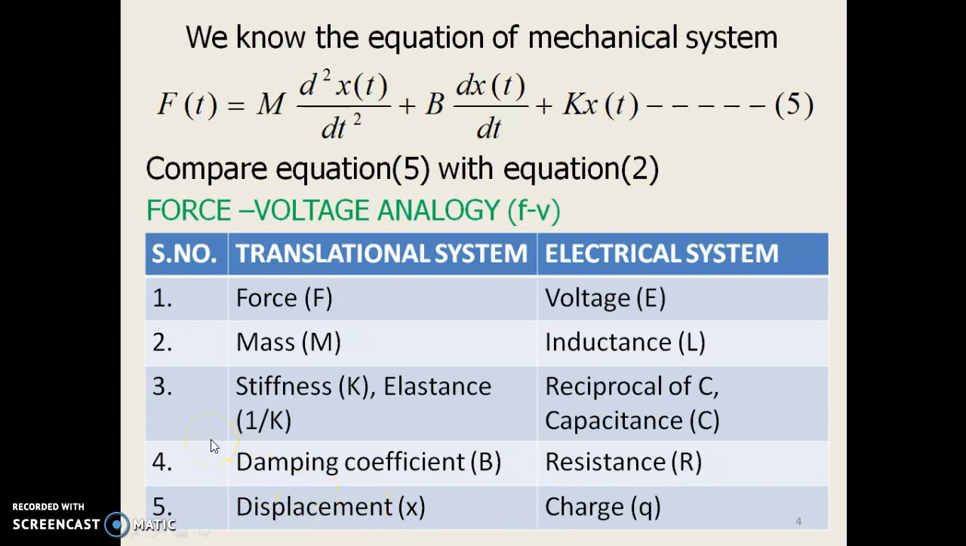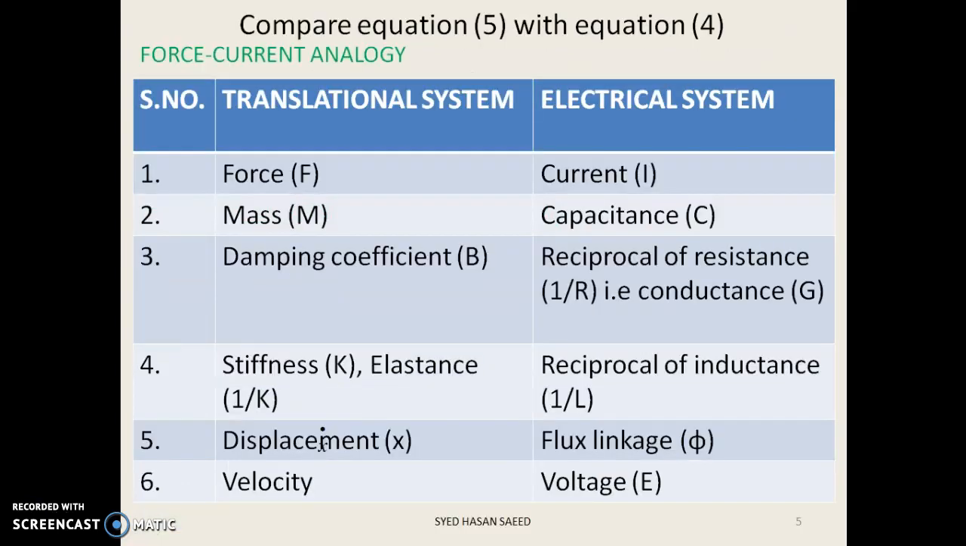Now pause the video and write the force current analogy. I hope that you have already written the force current analogy.